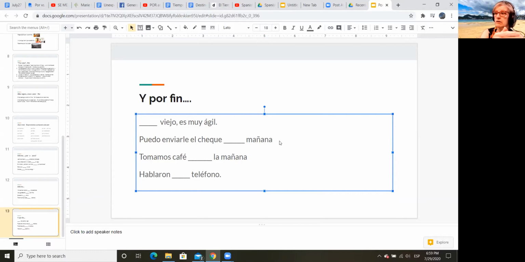And now it's going to go through the mail. It's going to take time. It's going to wind up there on this day. Para mañana, ¿sí? Para mañana. Okay. Tomamos café.